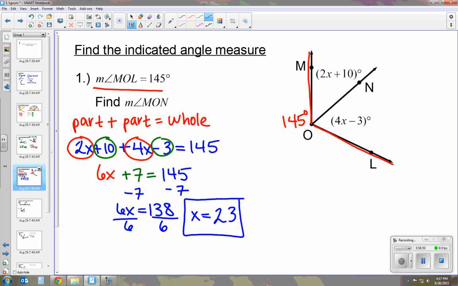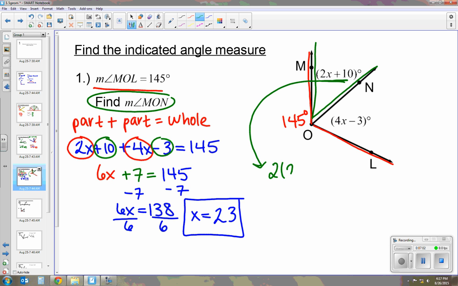Now, since we found x equals 23, we can go back and find MON. Well, MON is right here in this green piece, and the expression for this is 2x plus 10. So what we can do is plug in 23 for this. This is going to be 46 plus 10, so we get 56 degrees for MON. And you guys are used to the plugging in because we did that before with segments.